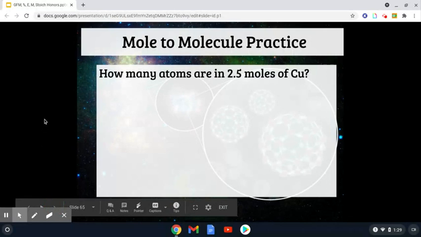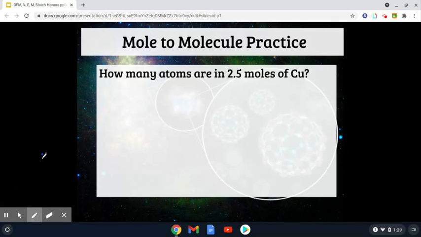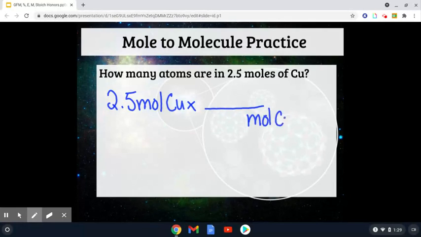So here, this question says, how many atoms are in 2.5 moles of copper? So as always, you write down what is given to you. 2.5 moles of copper. We want moles to be on the bottom, and we want atoms to be on the top. So 1 mole of copper is 6.02 times 10 to the 23rd atoms of copper.